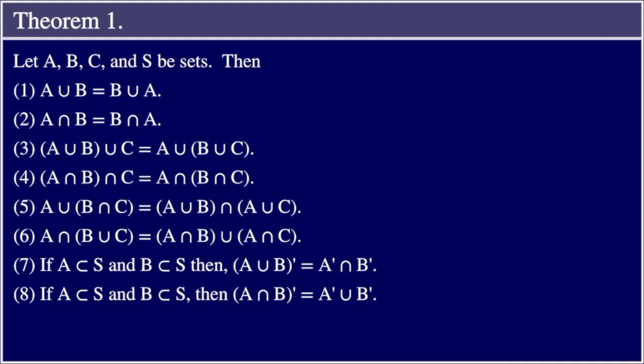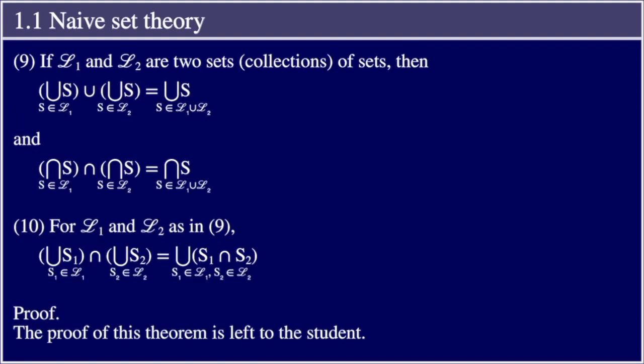7. If A ⊂ S and B ⊂ S, then (A ∪ B)' = A' ∩ B'. 8. If A ⊂ S and B ⊂ S, then (A ∩ B)' = A' ∪ B'. 9. If L1 and L2 are two sets, collections of sets, then the union of all sets in L1 union with the union of all sets in L2 is equal to the union of all sets in L1 ∪ L2. And the intersection of all sets in L1 intersected with the intersection of all sets in L2 is equal to the intersection of all sets in L1 ∪ L2.